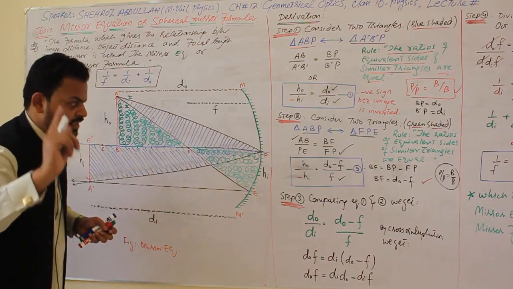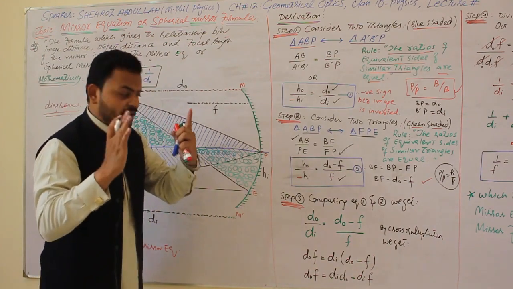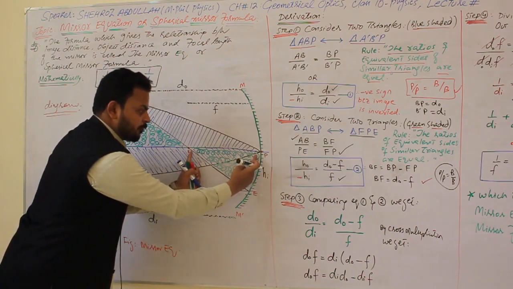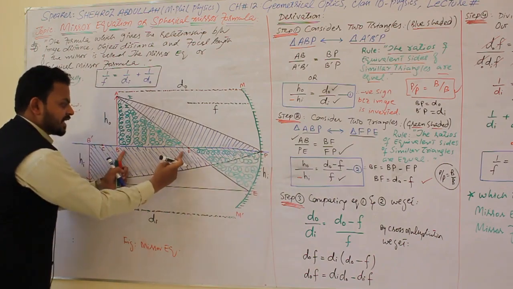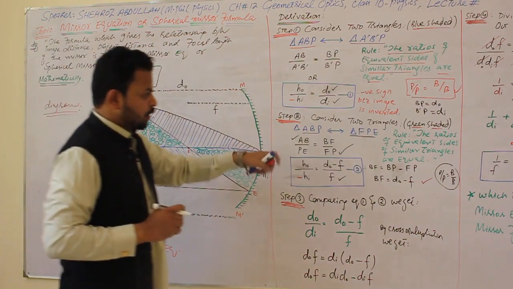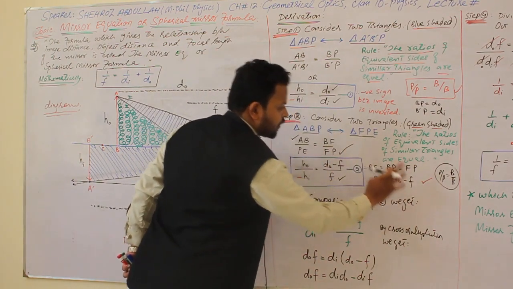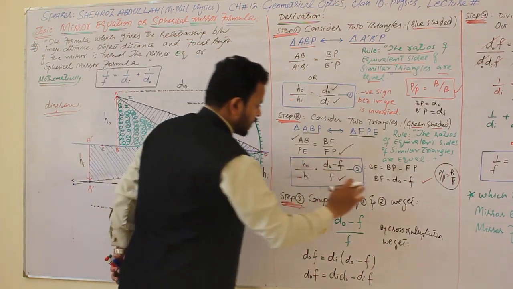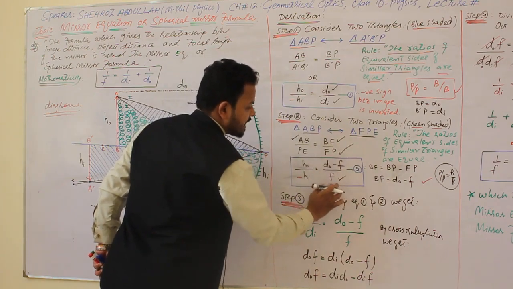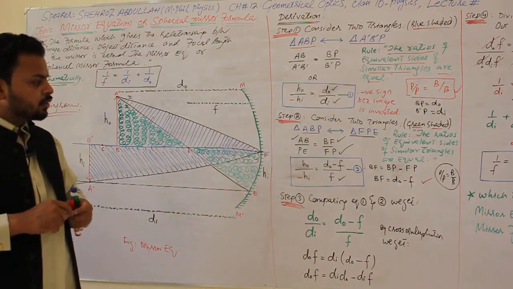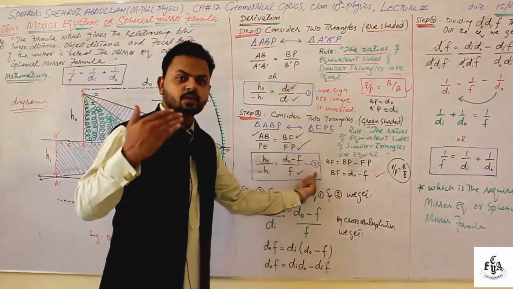Again, this is very tricky, please understand. To get BF, what do we do? If I subtract the FP value from the BP value, I get BF. So BF is equal to BP minus FP. The BP value is d naught, the FP value is small f. So the BF value is d naught minus f. Let me write d naught minus f instead of BF. This is equation number 2.